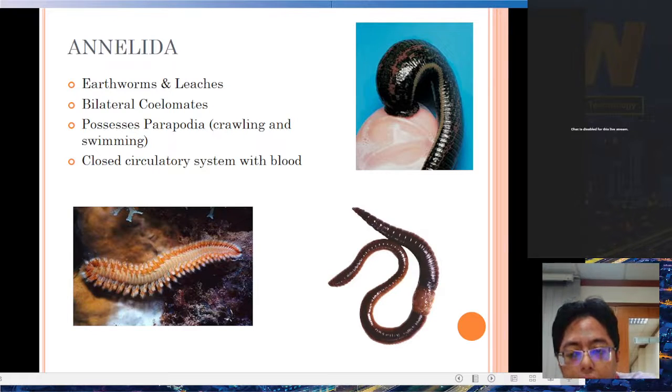They have parapodia, which are like simple legs, just for crawling and swimming. The circulatory system is closed, meaning that the blood is not mixed with other fluids in the body. They actually have blood, so if you kill a leech or an earthworm, they will bleed, because they have a closed circulatory system with blood.